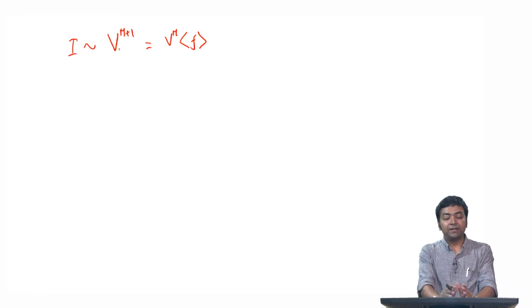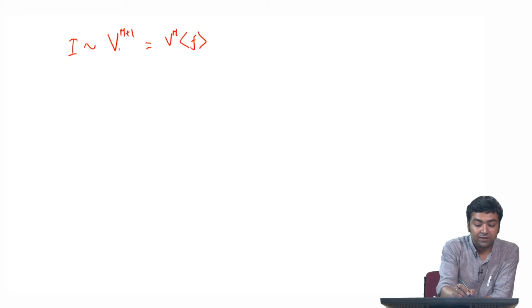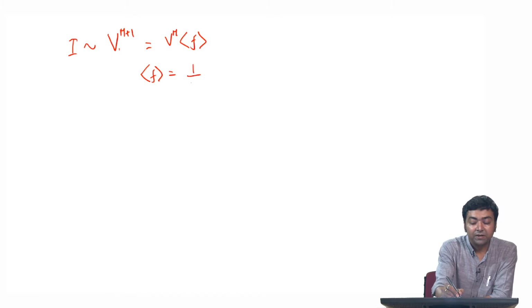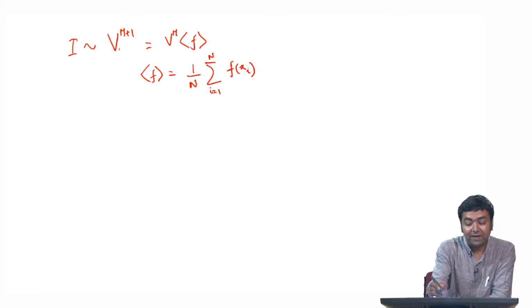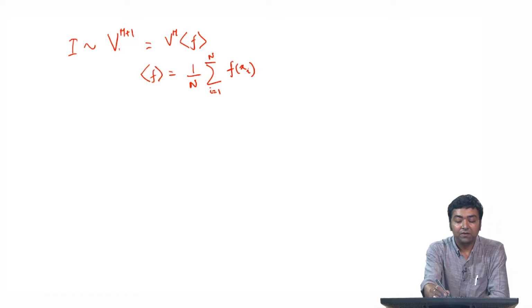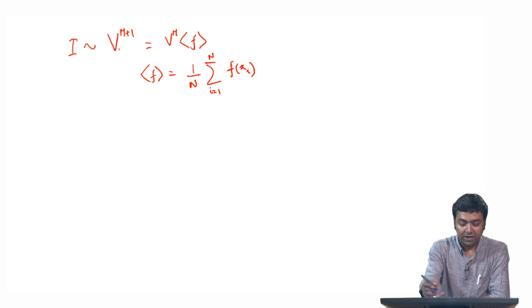If you would have done it in the grid-based method, I would have computed this average on a predetermined set of grid points, given by N, and then I sum over x_i: I evaluate the value of the function at each of the grid points and do it.